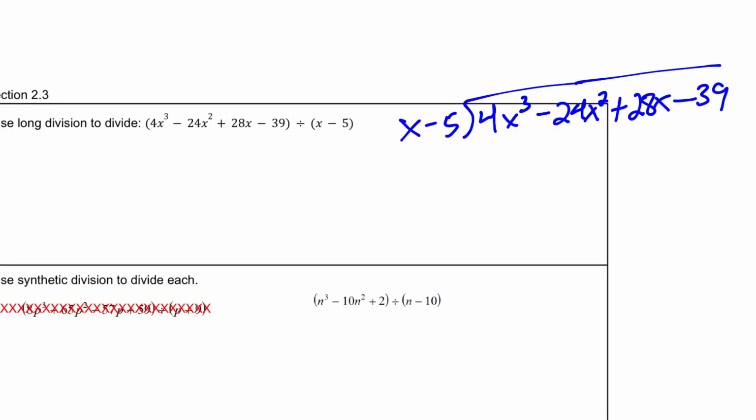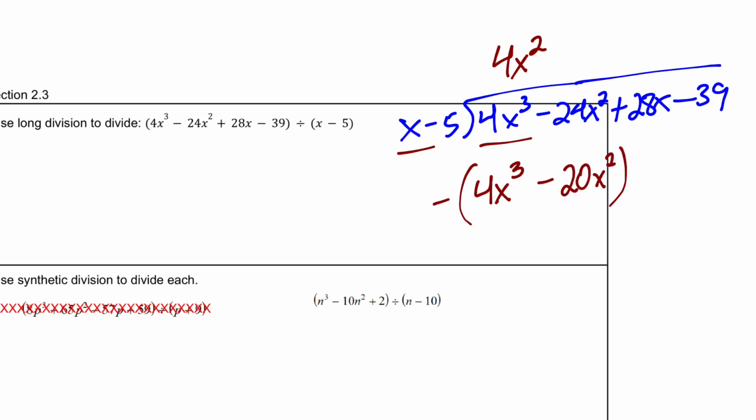Alright, let's do some long division. I look at the lead coefficient and the lead term here, and I figure out that this goes in 4x squared times. So I multiply 4x squared by the entire expression, x minus 5, and I have 4x cubed minus 20x squared. I'm going to subtract all of this, which means I'll be adding in this column, and I end up with negative 4x squared plus 28x minus 39.